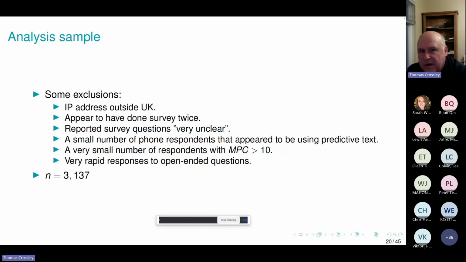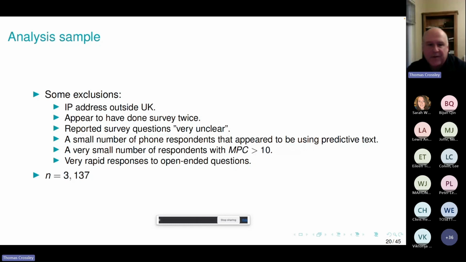Some people respond to such web surveys on a mobile device, on their phone. If they did that, and it looked like they were using predictive text for their open format answers, because of the speed at which they were doing it, we deleted them from our analysis sample.